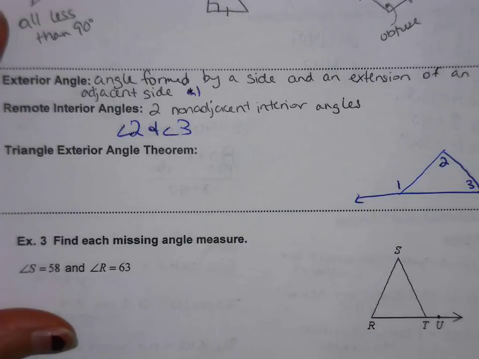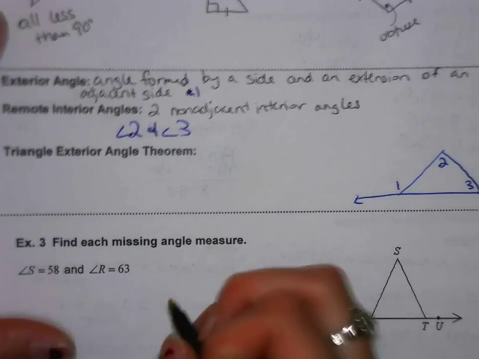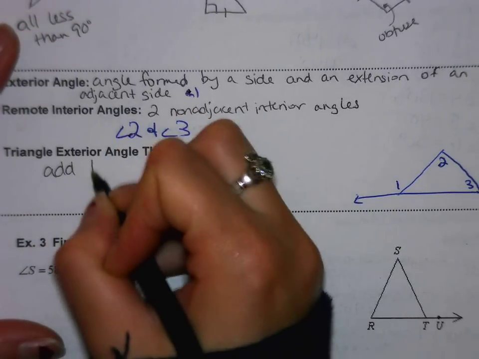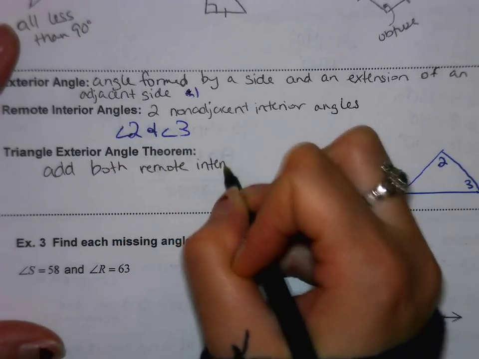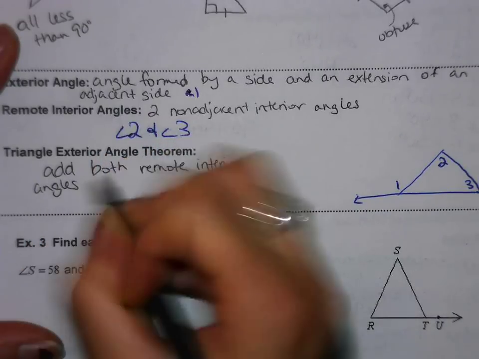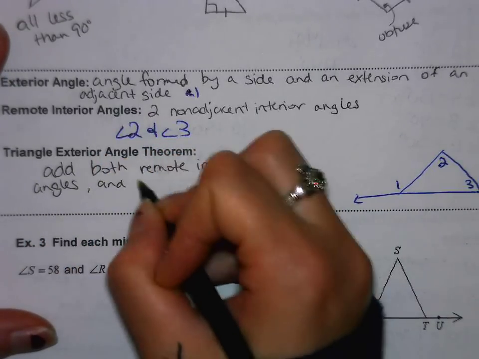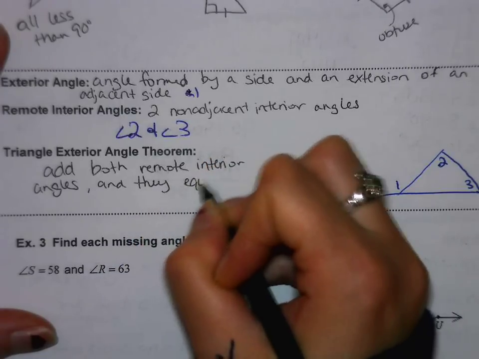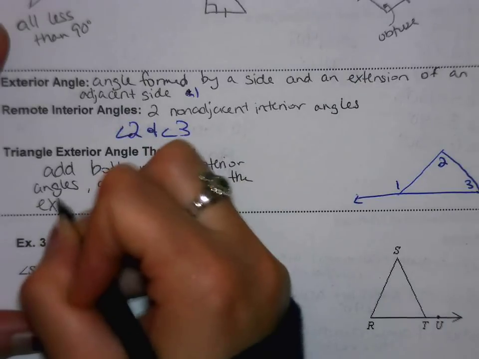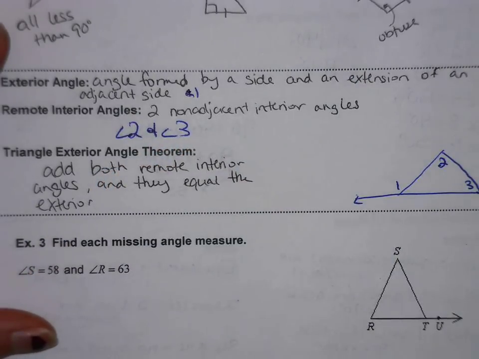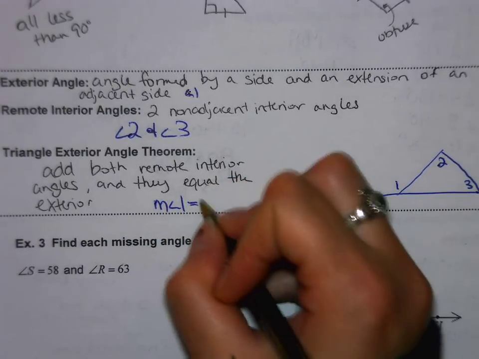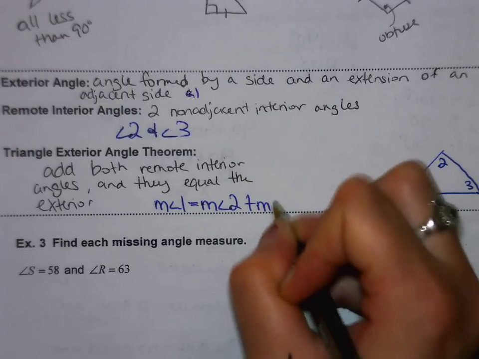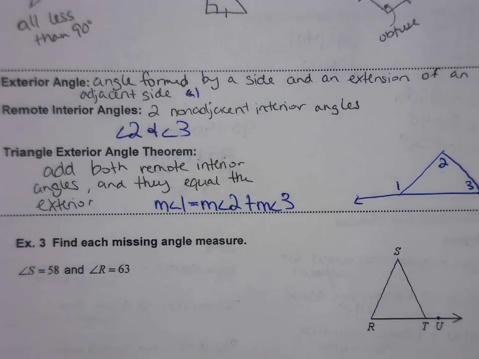The triangle exterior angle theorem tells us that we can add both of the remote interior angles and they will equal the exterior angle. So the formula we can use is that the measure of angle 1, that exterior angle, will equal the measure of angle 2 plus the measure of angle 3. So let's look at a couple of examples.